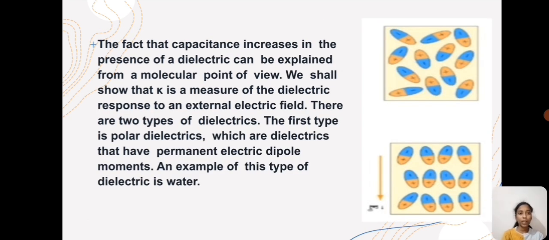The fact that capacitance increases in the presence of a dielectric can be explained from a molecular point of view. We shall show that K is a measure of the dielectric response to an external electric field. There are two types of dielectric. The first is polar dielectrics, which are dielectrics that have permanent electric dipole moments. An example of this type of dielectric is water.